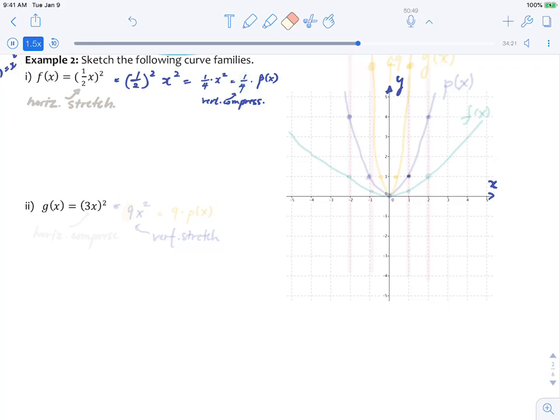So if we have our parent at 1, 1, 2, 4, and negative 1, 1, and negative 2, 4, this is p of x.